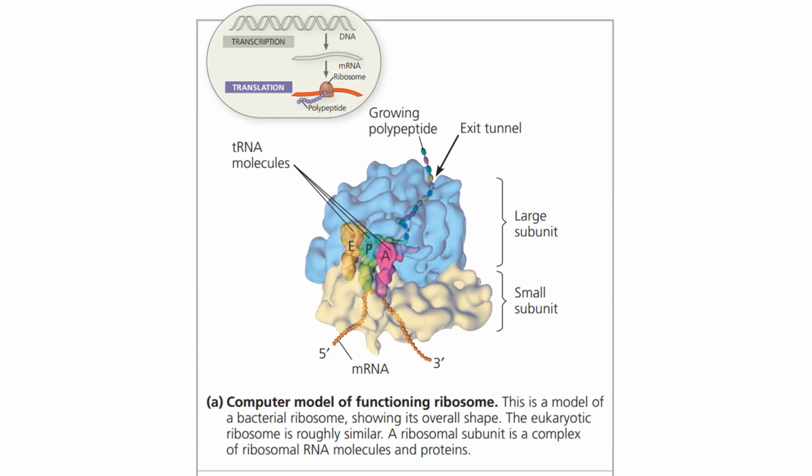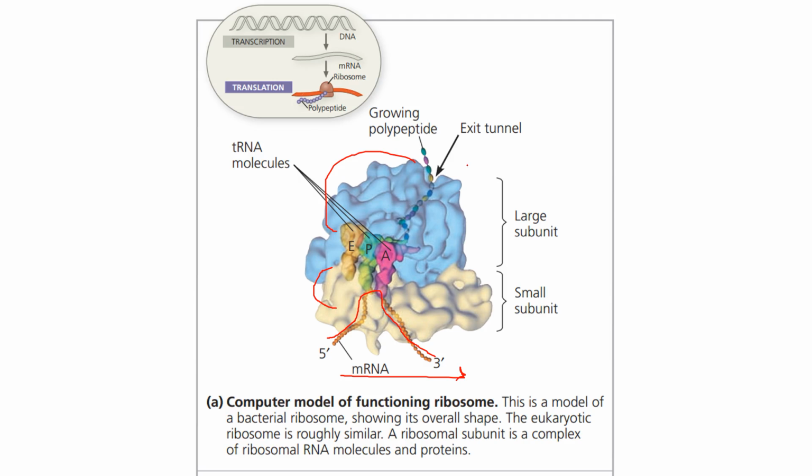Now this diagram here shows you a 3D model of the ribosome with the mRNA and tRNA inside each of the E, P, A sites. You can see the large subunit of the ribosome and the small subunit. This is the mRNA. Class, always remember, reading of the mRNA is from the 5' end to the 3' end, the direction of translation.